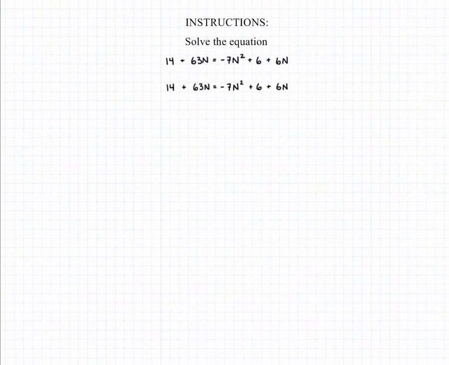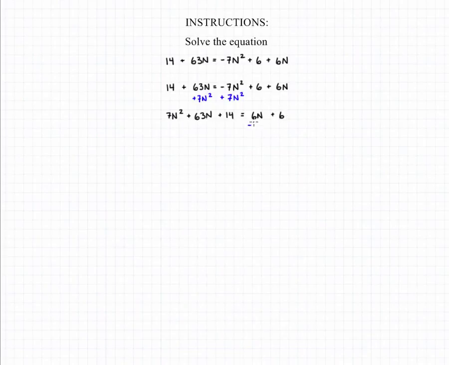In order to solve this equation by factoring, we need all of the terms on one side of the equation. So we're going to begin by adding 7n squared to both sides of the equation. That's going to give us 7n squared plus 63n plus 14 equals 6n plus 6.